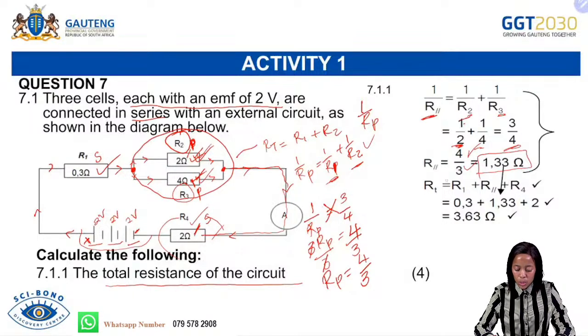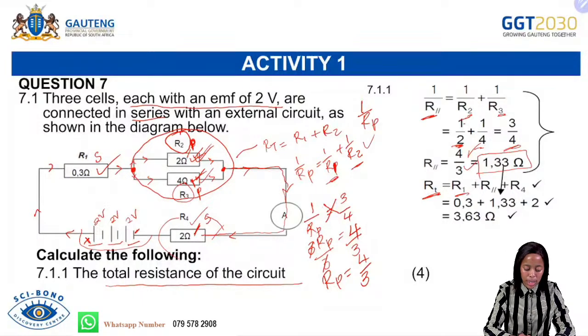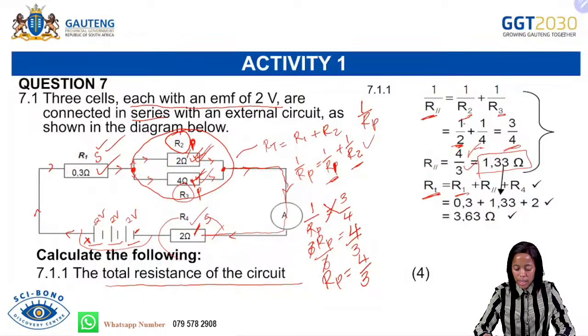Okay, so from there, what are you going to do? You are then going to write RT is equal to R1. Which one is R1? R1 is the one that's connected in series, plus R parallel, which is what we calculated, plus what? Plus R4 there.